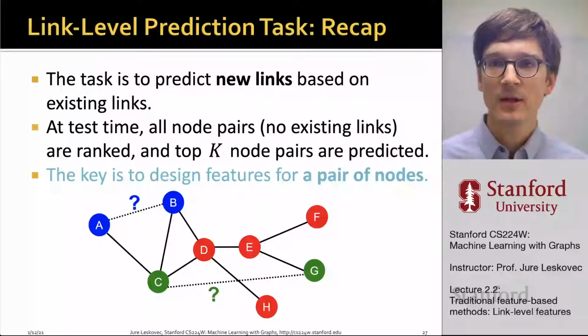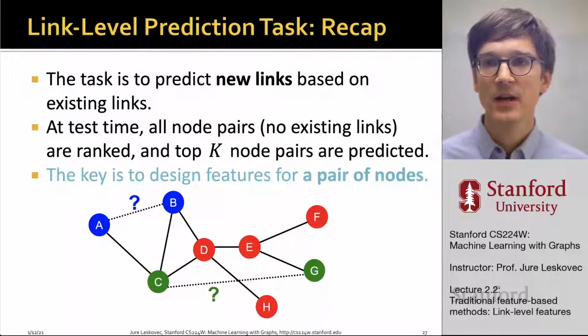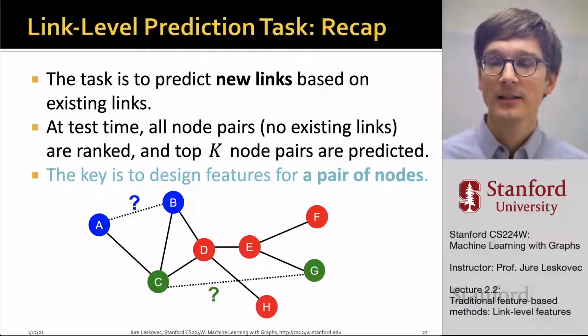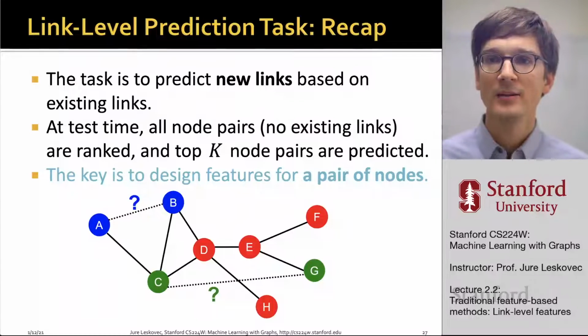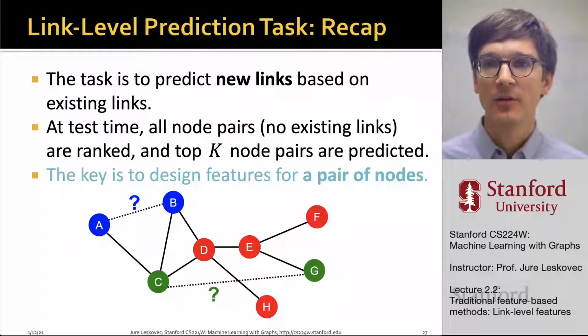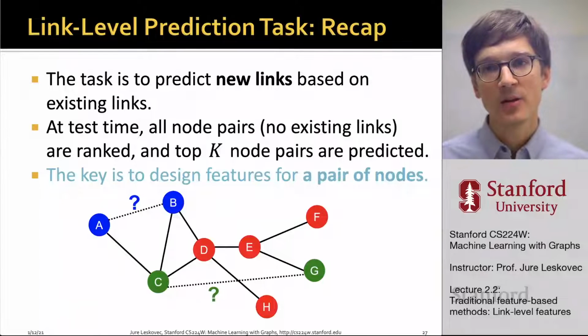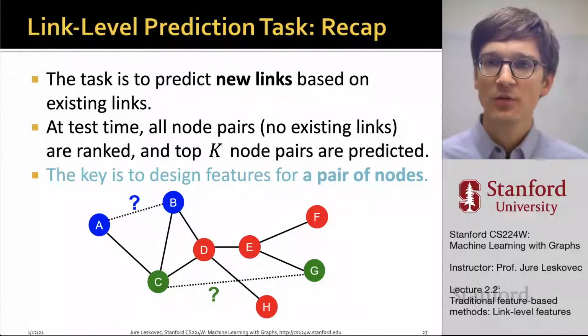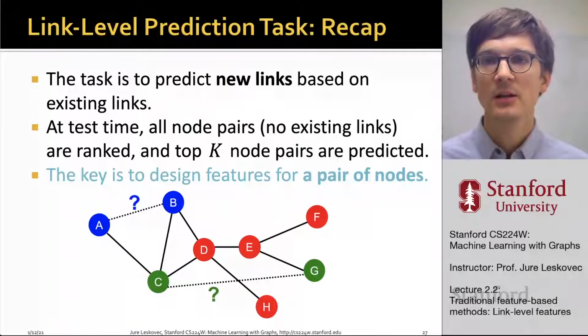And of course, what we can do, as we have seen in the node level tasks, is concatenate the features of node number 1 and the features of node number 2, and train a model on that type of representation. However, that would be very unsatisfactory because this would lose much of the important information about the relationship between the two nodes in the network.